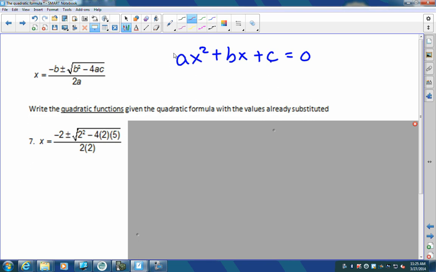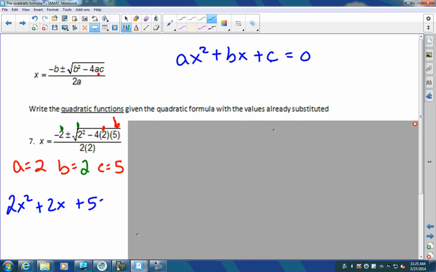Now, let's figure out where a is in the formula. The a is right here, so a is 2. B is this number right here. It's not -2, be careful. It says the negative of b, so it's going to be +2. And then we have c. C is that last number right here, that 5. Now with a, b, and c, can you write the equation? The original goes backwards, so it says ax squared. So I'm going to have 2x squared plus bx, plus 2x, plus 5 equals 0.